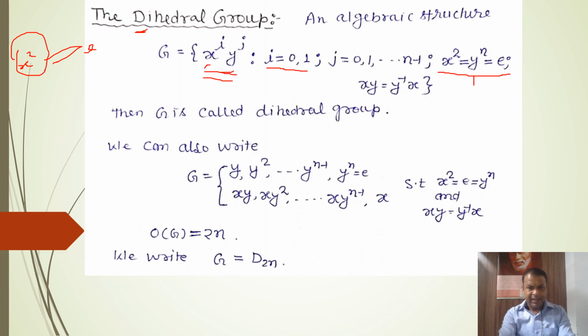First condition is x square is equal to identity. Second condition is y to the power n is also identity. It means the order of element x is 2 while the order of element y is n. There is one more property. It must be satisfied that x into y will be equal to y inverse of x. If this set G satisfies these three properties and such type of composition of elements, then this is known as a dihedral group. The dihedral group can also be written in another way.